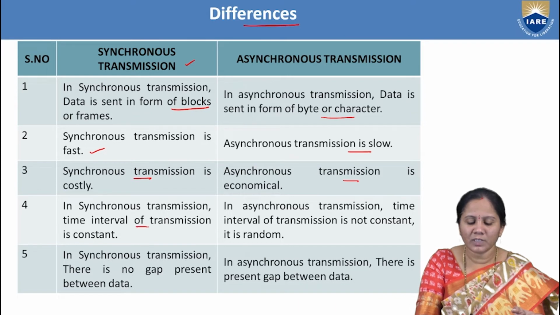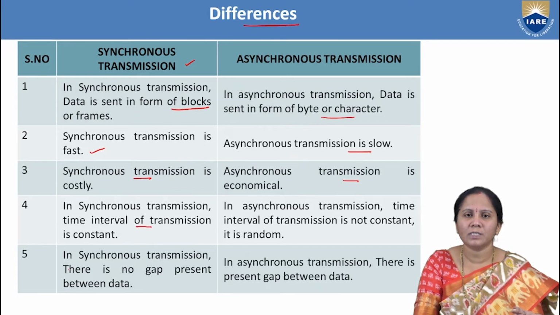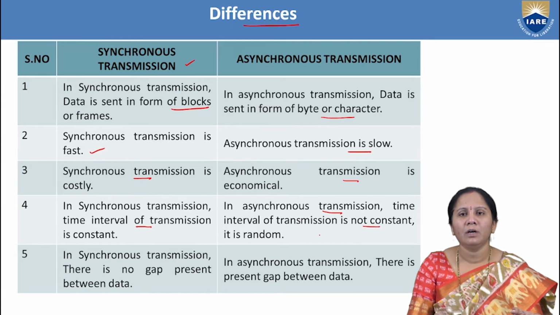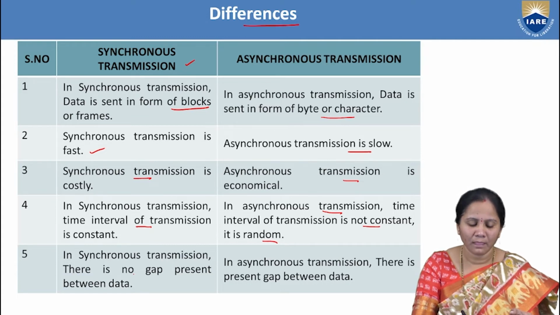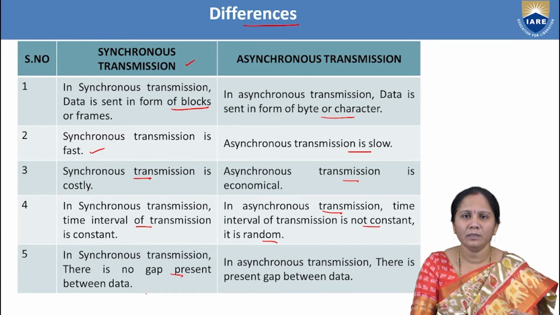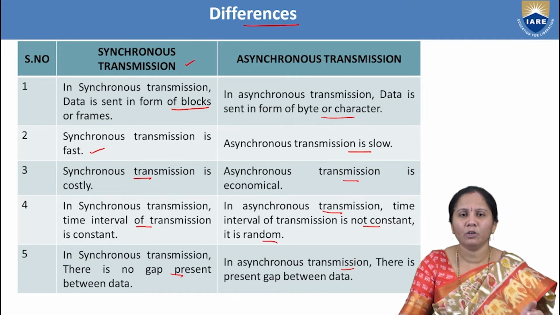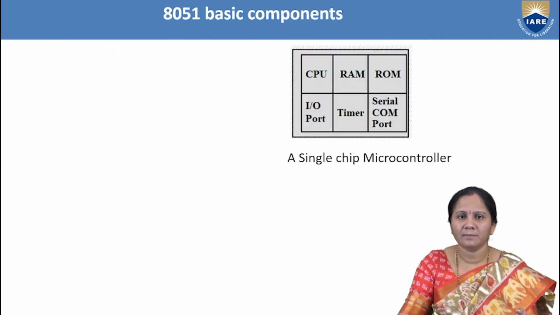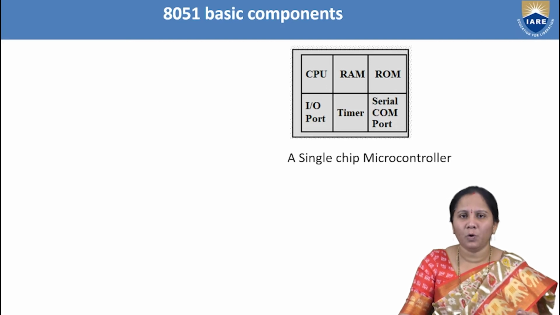In the synchronous transmission, the time interval of the transmission is constant, because in this case, the external clock signal will be used. Whereas in the asynchronous transmission, the time interval of the transmission is not constant, it will be random. Why? Because in this case, an external clock signal is not used. In the synchronous transmission, there is no gap present between the data. But in the asynchronous transmission, there will be gaps present between the data in order to add the start bits and stop bits. So that is the small introduction.